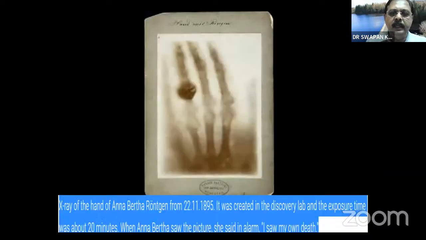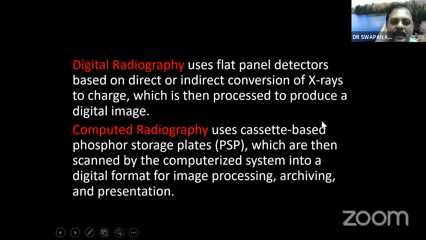And I'm fortunate enough to share with you the first X-ray done under the sun. It was done on none other than the wife of Dr. Röntgen, Anna Bertha Röntgen, on the 22nd November 1895. And when the X-ray was shown to her, she said, I saw my death with my own eyes. So this is the first X-ray on this earth.